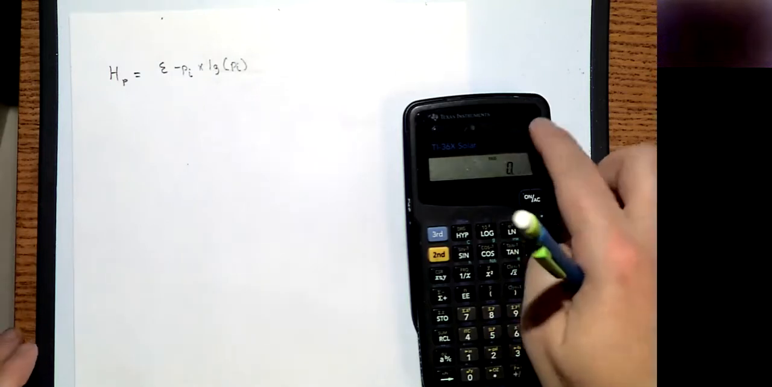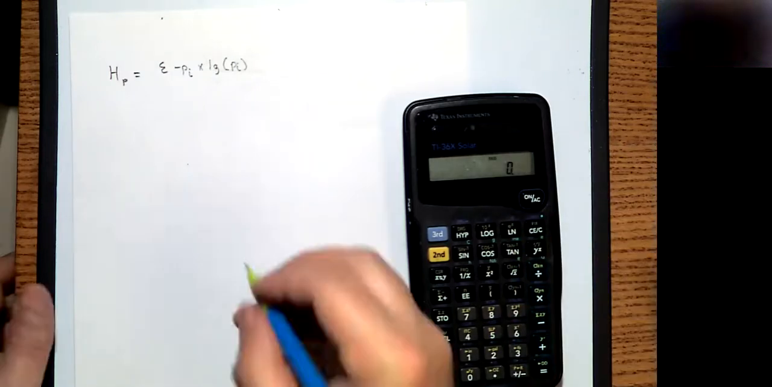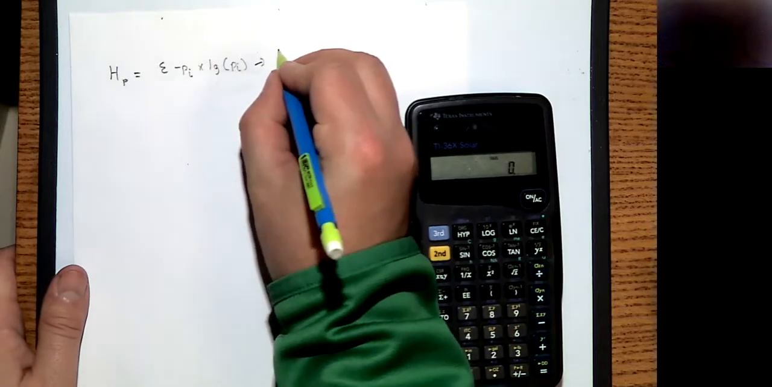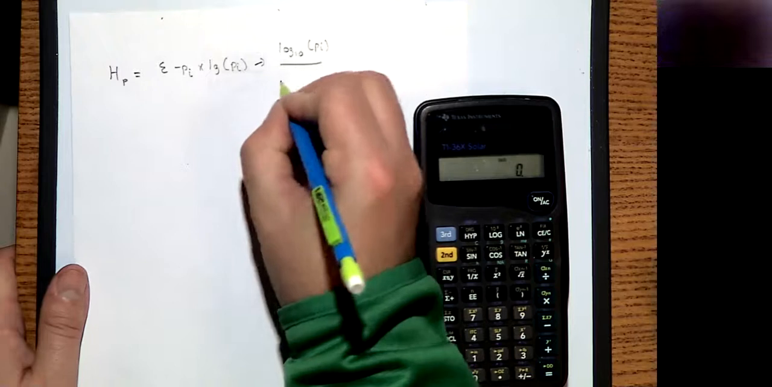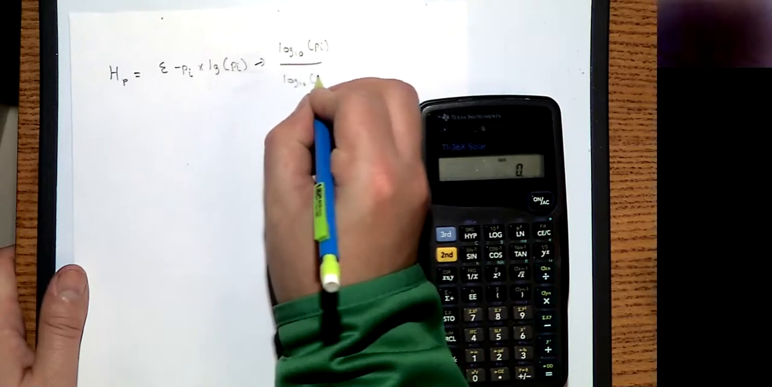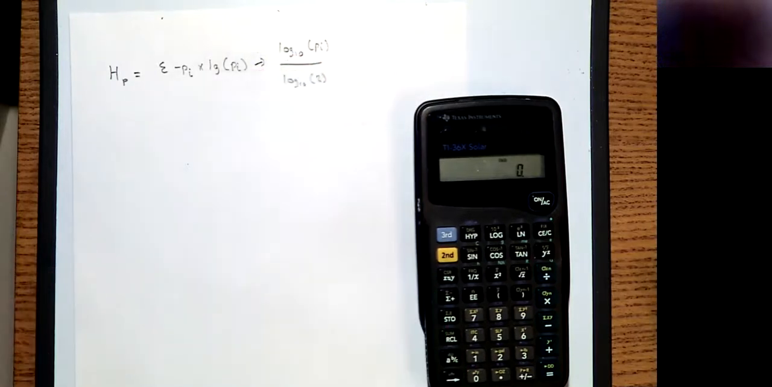And one thing, if you have one of these old school TI-36 type calculators, good thing to know is that log base 10 of P of I divided by log base 10 of 2 gives log base 2 of P of I. So what we want to do is write out the probabilities, to calculate the entropy of each node, and then sum it to get the Shannon entropy.